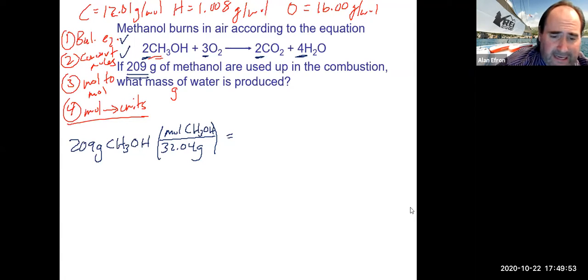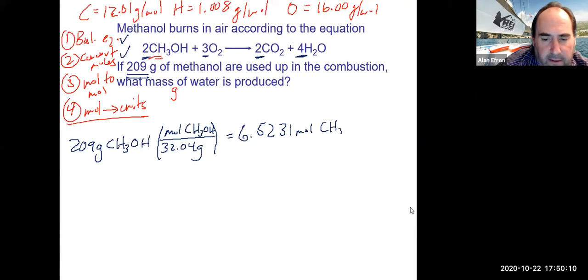And if you want, you could get an answer at this point. You actually don't need to. You could just continue on, but we'll just get an answer here. So I'm going to take it to a few digits so I don't round too much. So we'll just go with something like that: 6.5231 moles of our methanol. And that's really sort of the second step here.